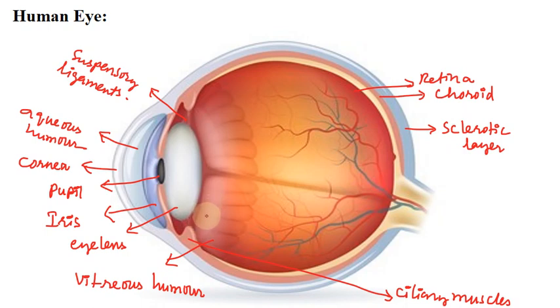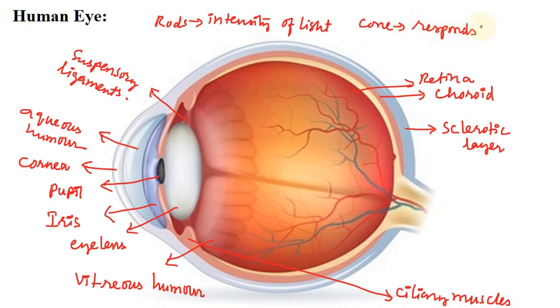The rod cells of our retina respond to the intensity of light. So, what do rod shaped cells respond to? The intensity of light. Intensity is nothing but the brightness of light. And cone shaped cells of the retina respond to colors.